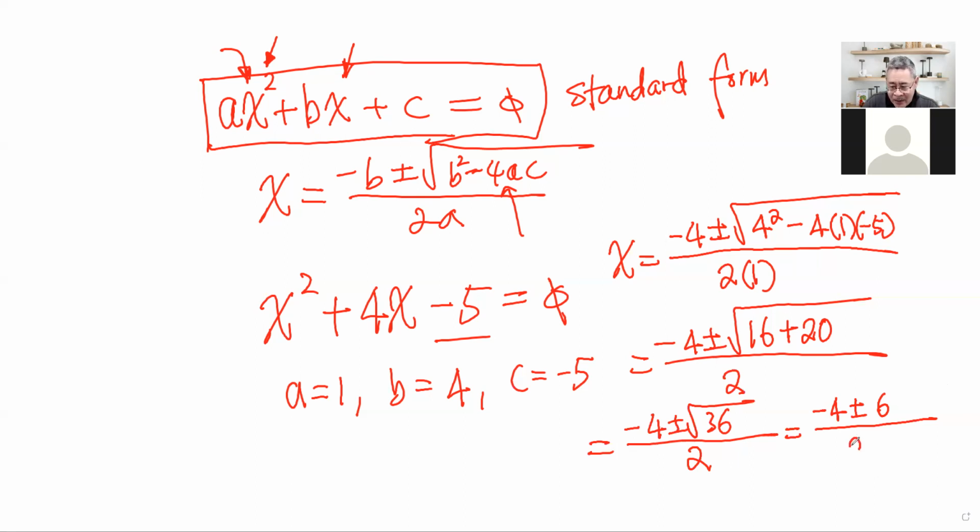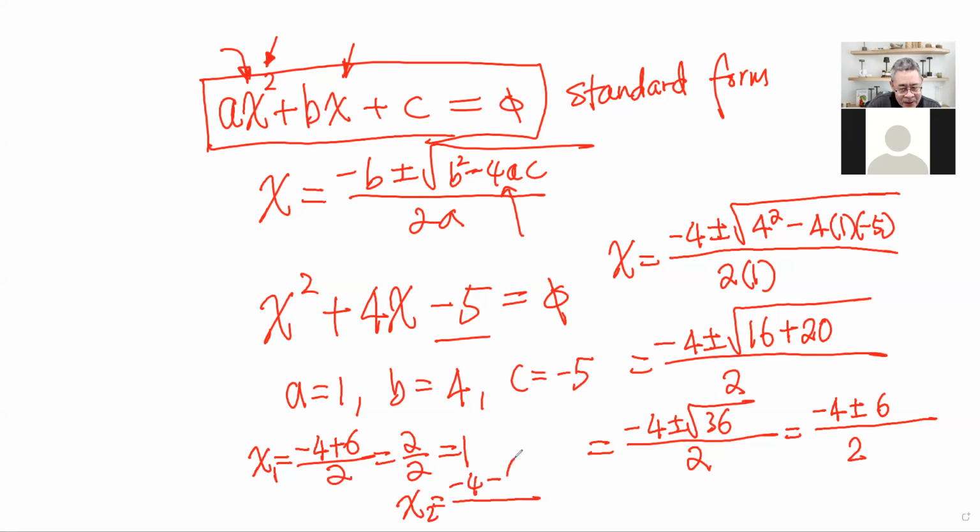And divide by 2. So what we have here is x. The first one is -4 plus 6 over 2, that is 2 over 2, which gives us 1. Then we also have -4 minus 6 divided by 2, which is -10 over 2. That's -5, right?